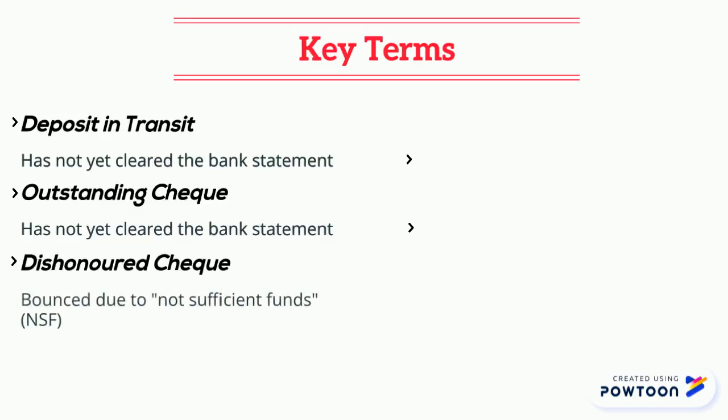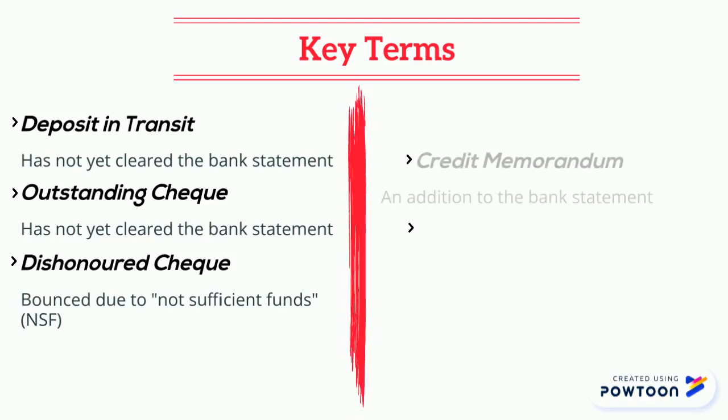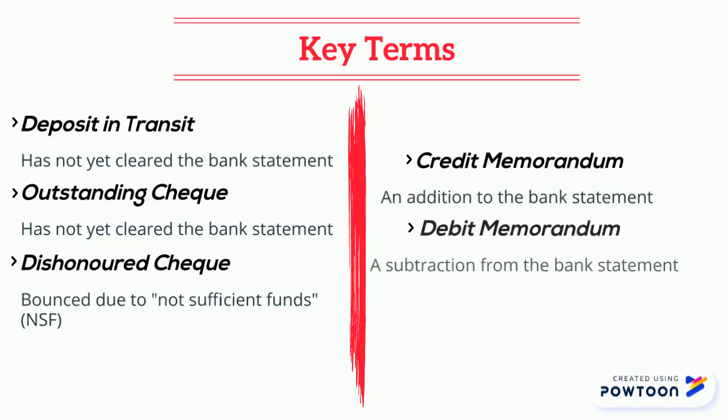A dishonored check is a check received from a customer that was bounced due to the customer having insufficient funds in their account. This is also known as an NSF. Furthermore, a credit memorandum is an addition to the cash balance on the bank statement for items such as the collection of interest. And lastly, a debit memorandum is a subtraction from the cash balance on the bank statement.